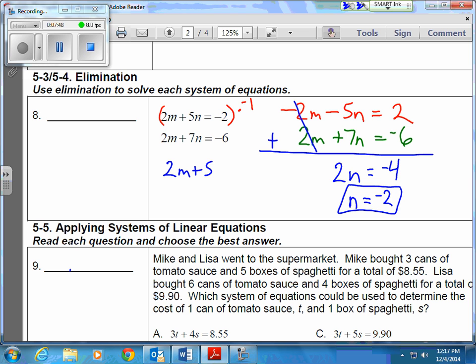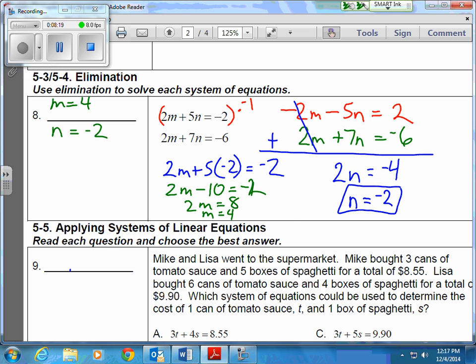2m plus 5 times -2 equals -2. And this way I can solve for the value of m. 2m minus 10 equals -2. Add 10 to both sides. 2m would be 8. And divide by 2 on both sides, m would have to be 4. So m is 4, and n is -2.